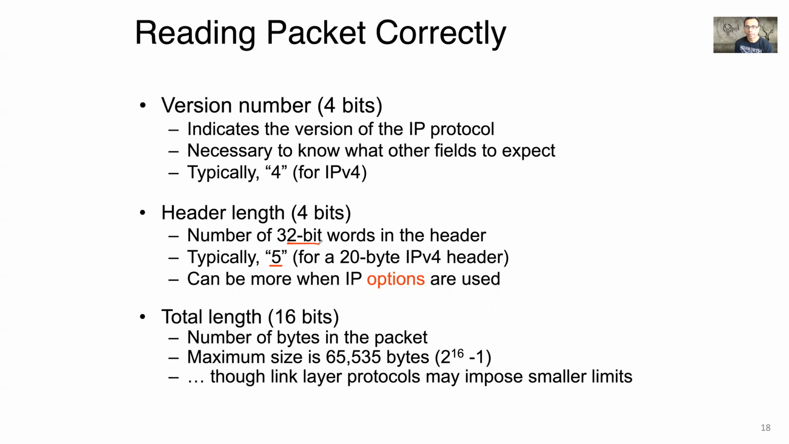Then we have the total length of the IP datagram. So this is the total length. It includes the header and the payload. Now there are 16 bits. So technically you can have a maximum IP datagram of that size, but we've already discussed the MTU, the maximum transmission unit, that is imposed by the link layer protocol. So very rarely will you see actual datagrams of that size, because almost all link layers will have smaller MTU values than that.